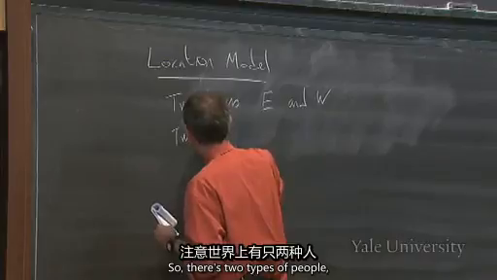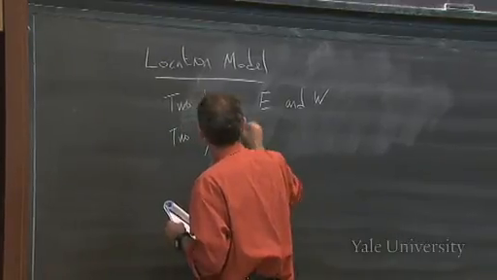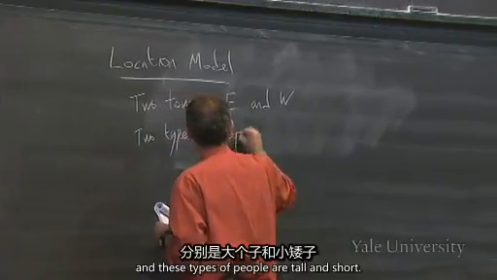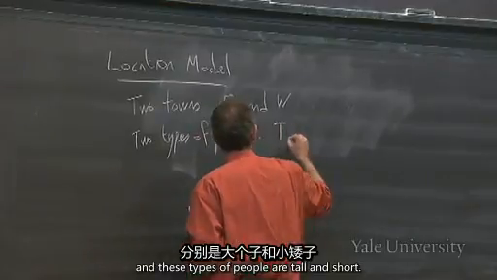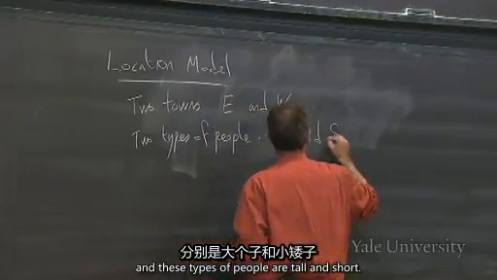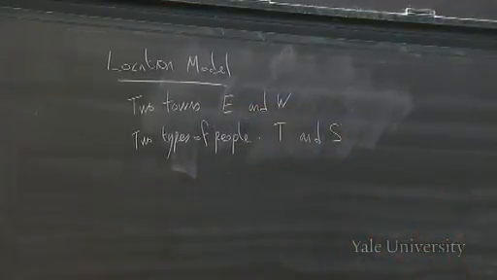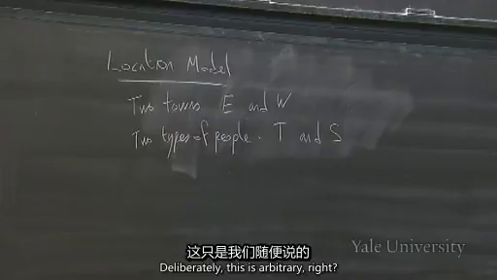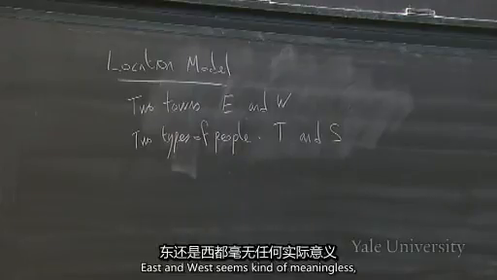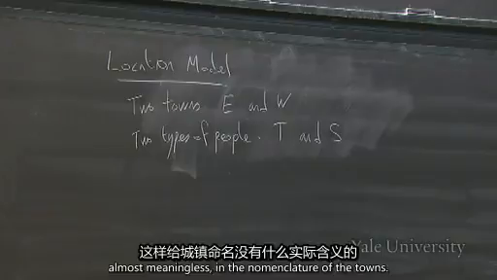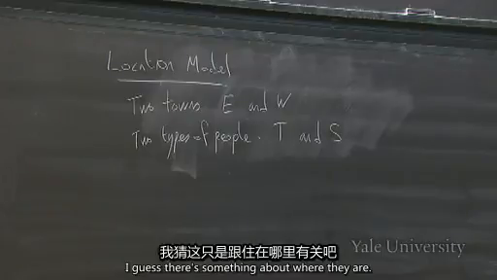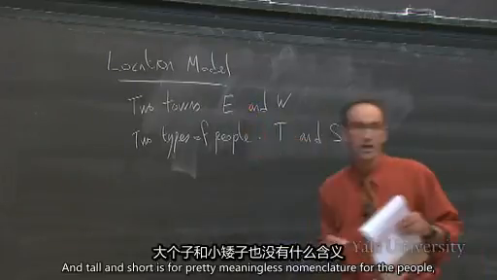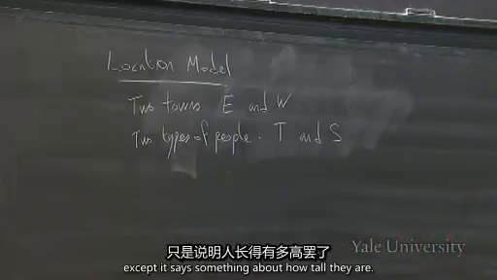So there's two types of people. And these types of people are tall and short. All right? And deliberately, this is arbitrary, right? East and west seems kind of meaningless, or almost meaningless nomenclature for the towns, except I guess it says something about where they are, and tall and short is a pretty meaningless nomenclature for the people, except as it says something about how tall they are.